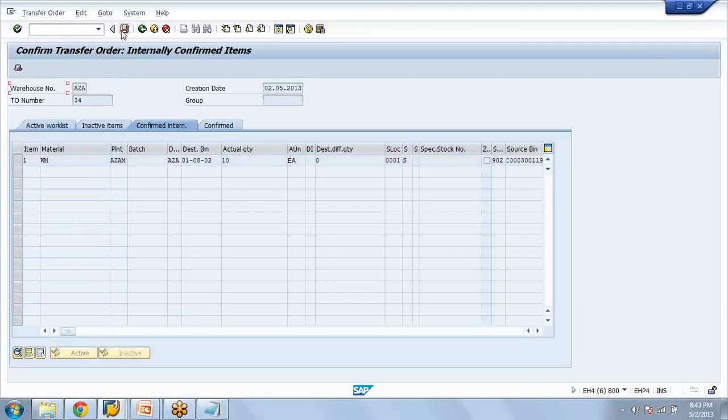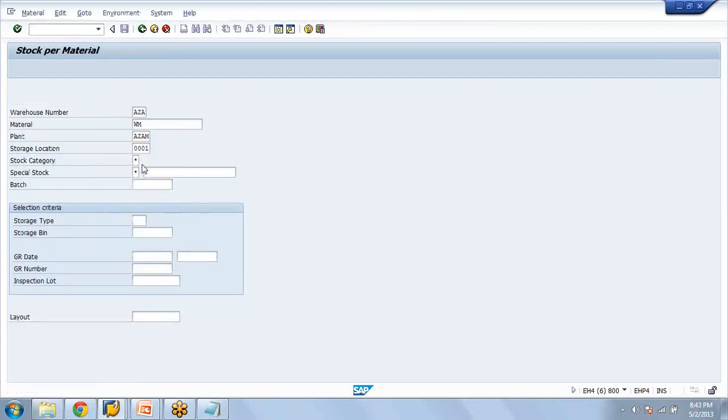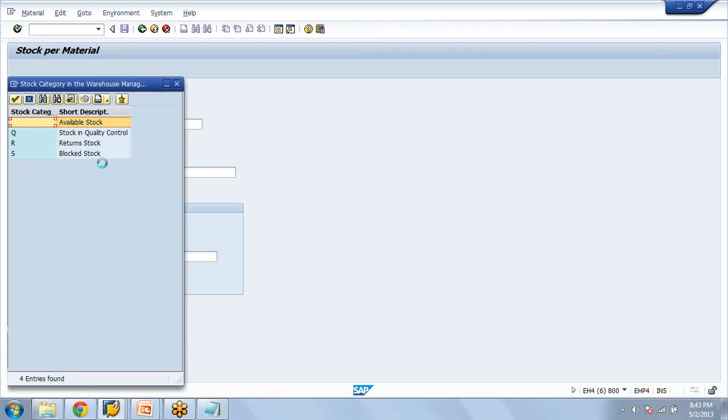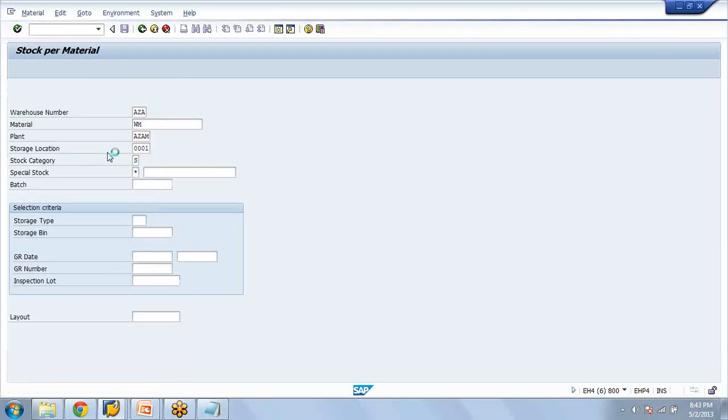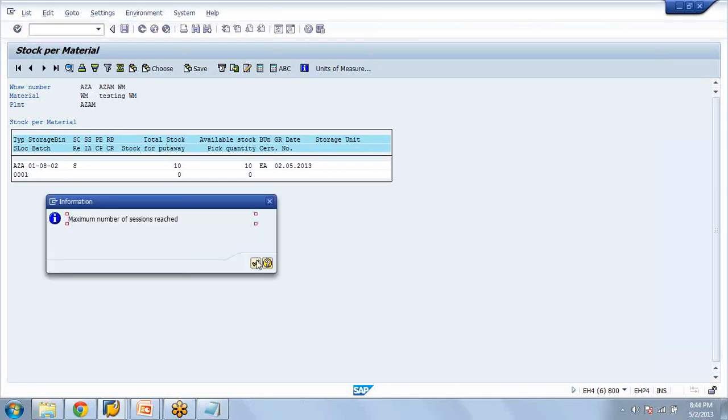So what happened? LS24 shows the WM stock with the special stock category as blocked stock. So now the material has been saved here in the storage bin with the stock category. Now what I want to do is transfer the goods from blocked stock to the unrestricted stock.